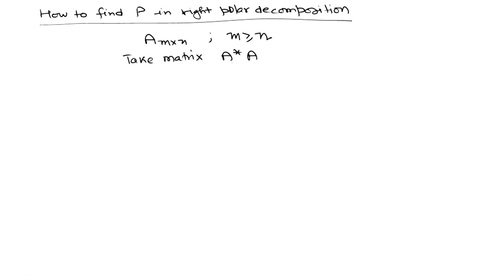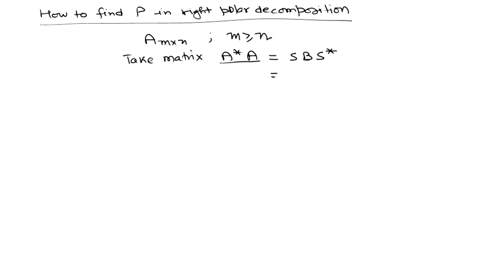Then certainly this matrix will be a diagonalizable matrix, and let us write the diagonalization of this matrix as S B S star, because it will be a symmetric matrix, so it will always be diagonalizable. Here B will be a positive semi-definite matrix, meaning it will be a diagonal matrix where all entries are greater than or equal to 0. It will not contain negative entries.